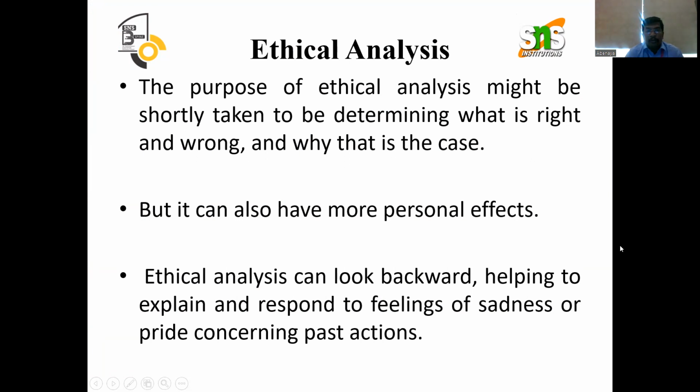Next, we are going to discuss ethical analysis. In ethical analysis, you analyze the situation and take a decision in the right way. That is ethical analysis.